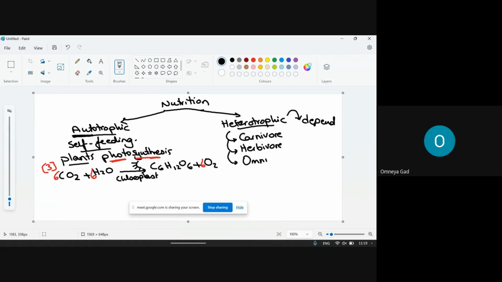Omnivorous, which comes from my name. I'm Omneya, and I'm a human being. I eat both plants and animals. So let us take the other types, for example, parasites.